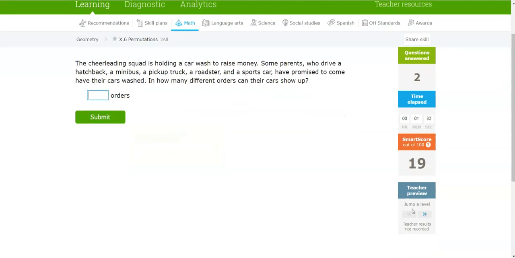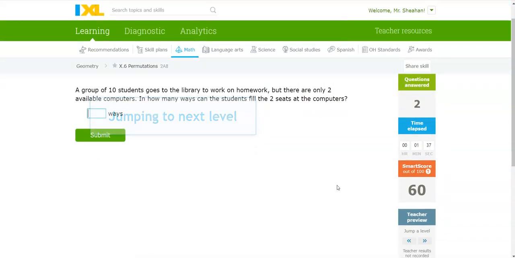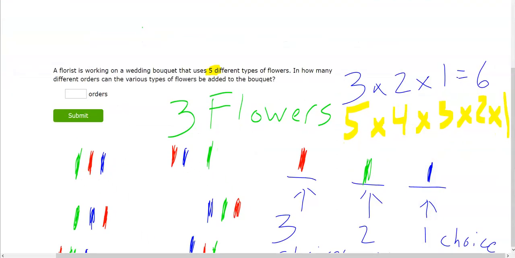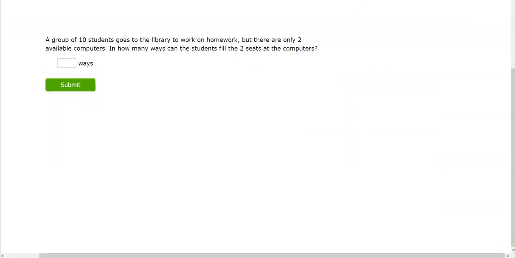As you move up in this, though, it gets a little trickier because there will be more items than there are spots. What I recommend for this is use a piece of paper and draw up the spots. So this says there's 10 students going to the library to work on homework, but there's only 2 available computers. So how many ways can we fill in those 2 spots? Let's imagine here's the 2 spots. For the first spot here, we have 10 options.